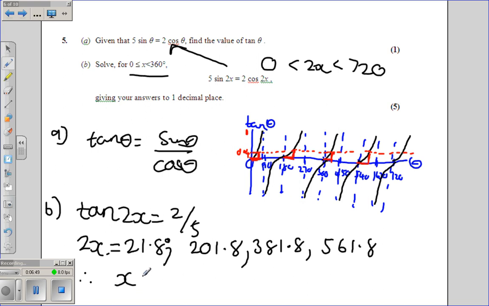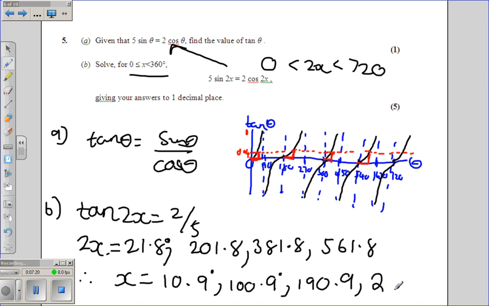Therefore, for x, we're going to halve them all. And because we made the boundaries between 0 and 720, now when we halve them all, they will be between 0 and 360. So half of this one is 10.9. Half of this one is 100.9. Half of this one is 190.9. And half of this one is 280.9 degrees. So there's 1, 2, 3, 4 solutions there. Done.